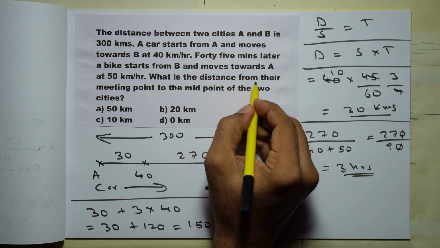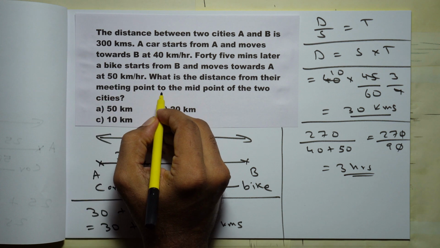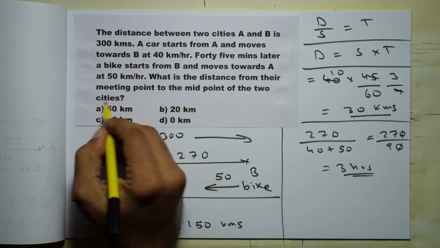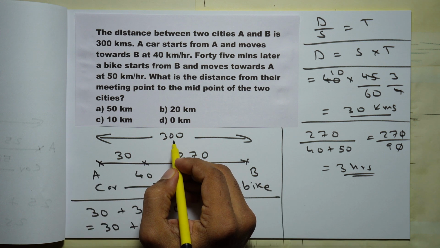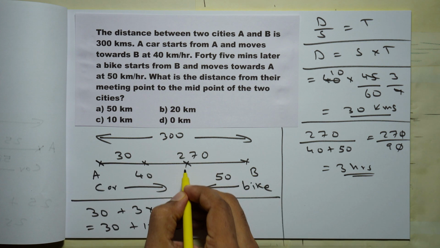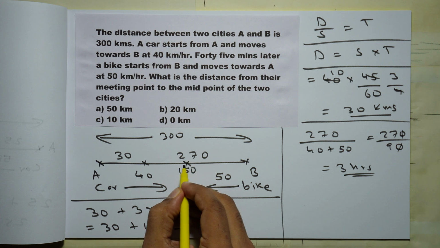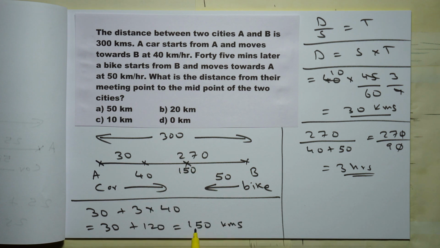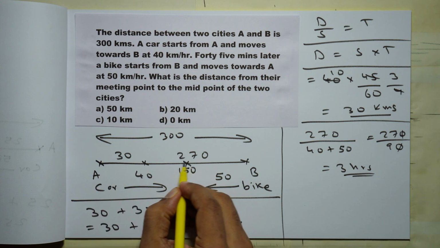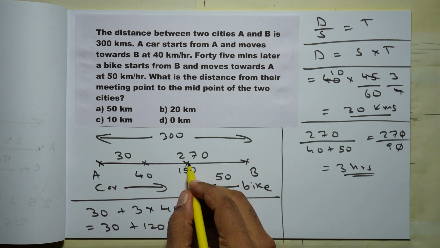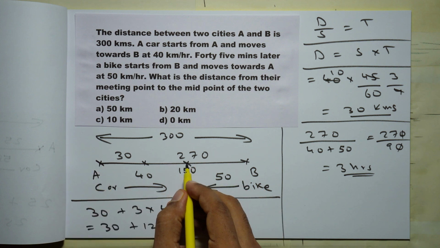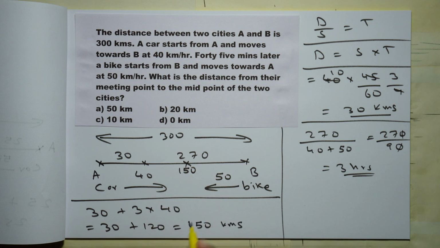Now what is the distance from the meeting point to the midpoint of the two cities? Now distance between the two cities is 300 kilometers. So their midpoint will be 150 kilometers. That is the midpoint. And the car has also traveled 150 kilometers. So this is the midpoint at a distance of 150 kilometers from A as well as B. And the car has also traveled 150 kilometers. So the midpoint and the meeting point, they are one and the same.